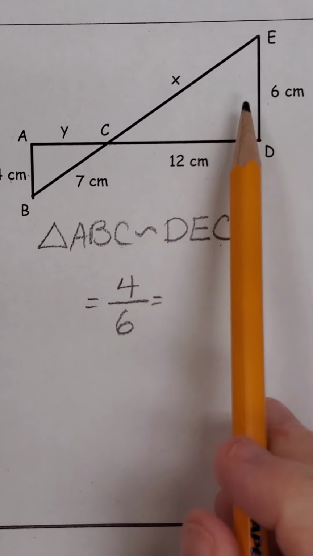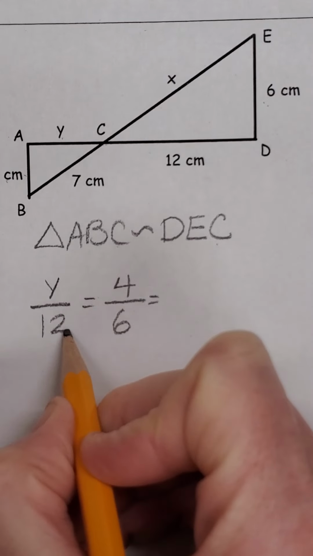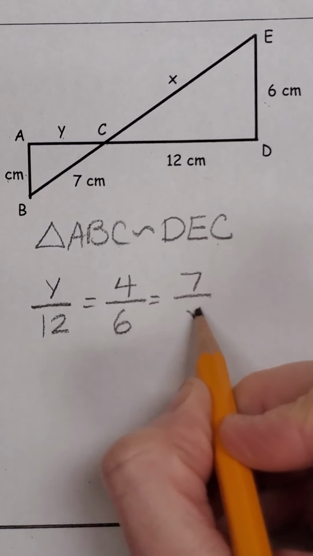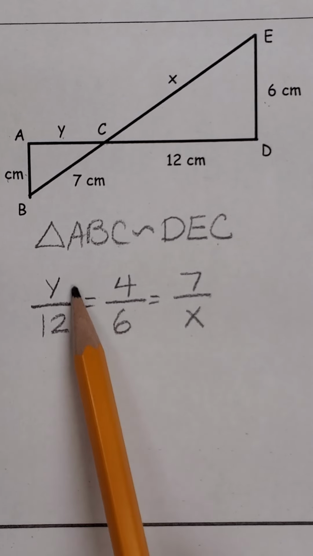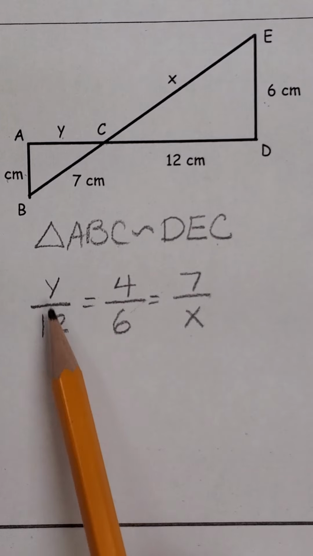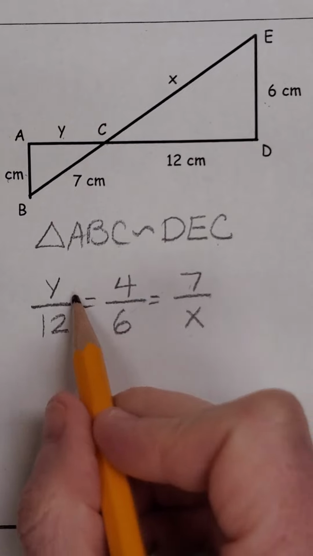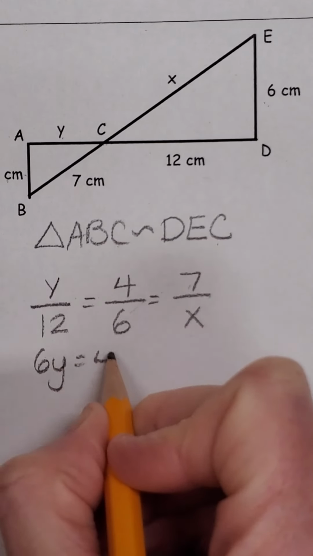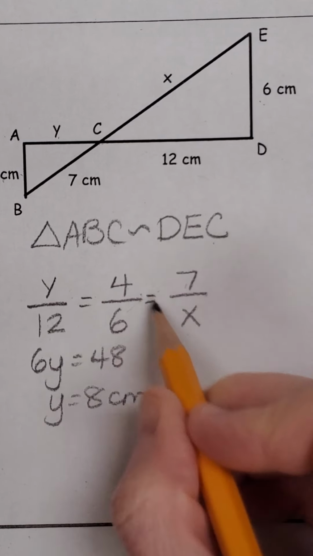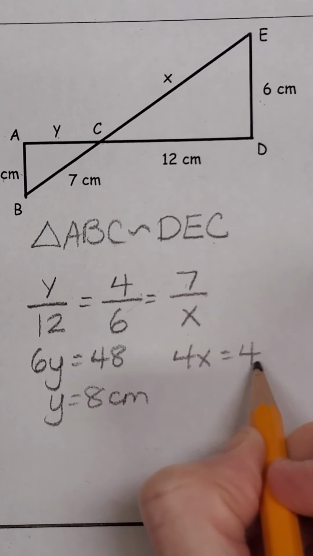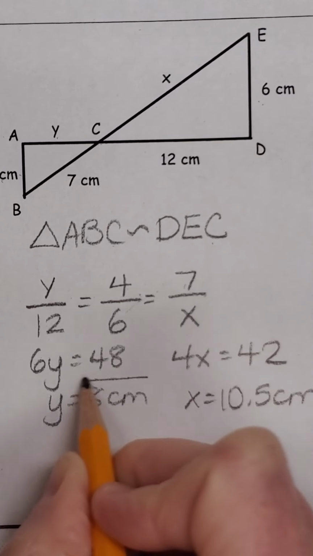So 4 is to 6, just like y is to 12, and 7 is to x. It doesn't matter if this one's in the middle, it's just that students usually find it easier to cross multiply. But if the 4 over 6 was here and the y over 12 was there, you can cross multiply this way as well. So we'll do this one: 6y equals 48, y equals 8 centimeters, 4x equals 42, and x equals 10.5 centimeters.